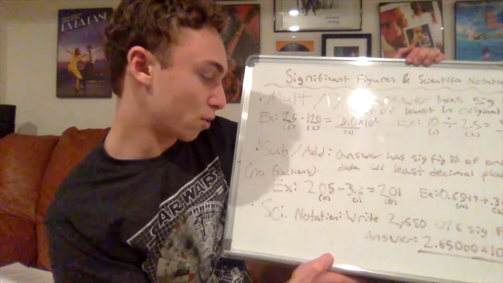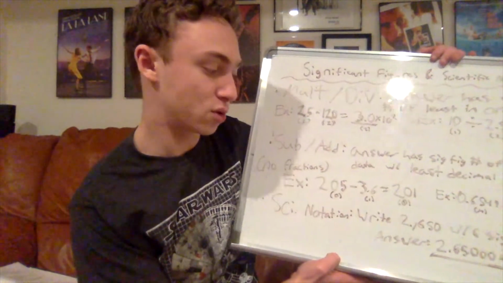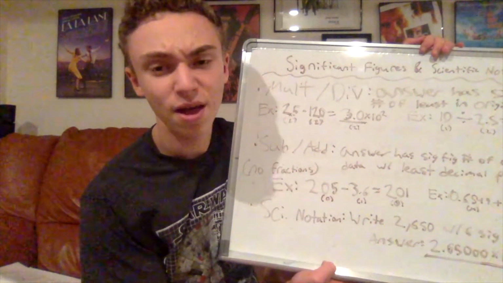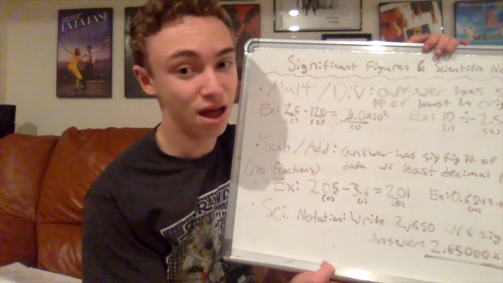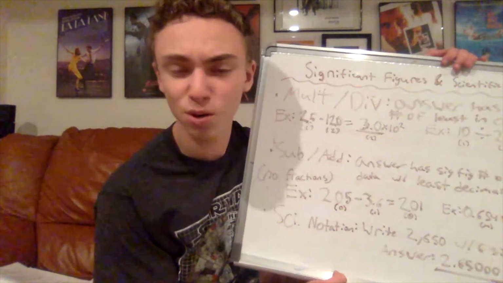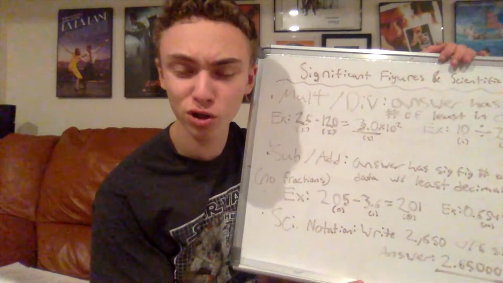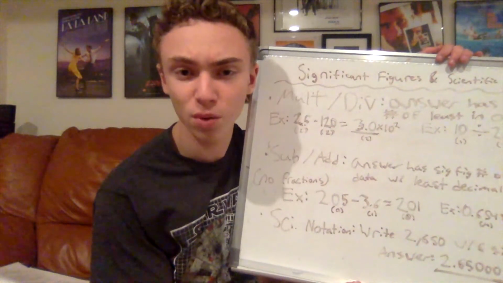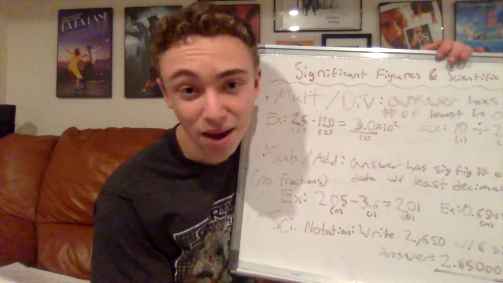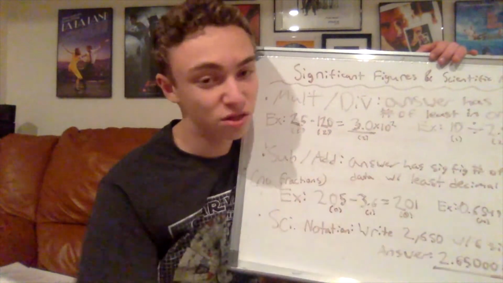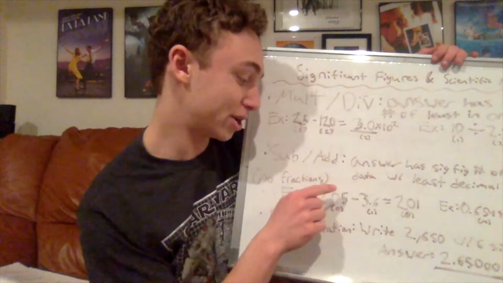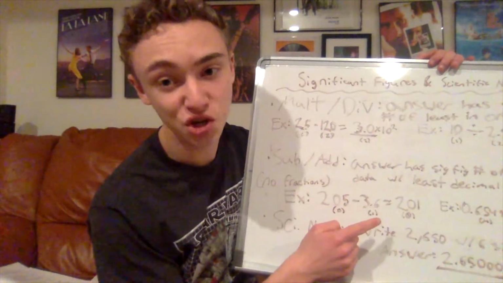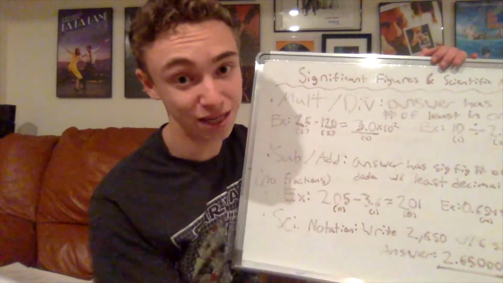So here's an example. We have 205 minus 3.6. So 205, 0 decimal places. 3.6, 1. So the answer is going to have 0. So that's like, wait a second. That equals 201.4. How are you going to work around that? What you do? You gotta round. You gotta just say goodbye to that 0.4. I know it's sad, but you gotta say goodbye to it. So you get for your answer 201, which has 0 decimal places.